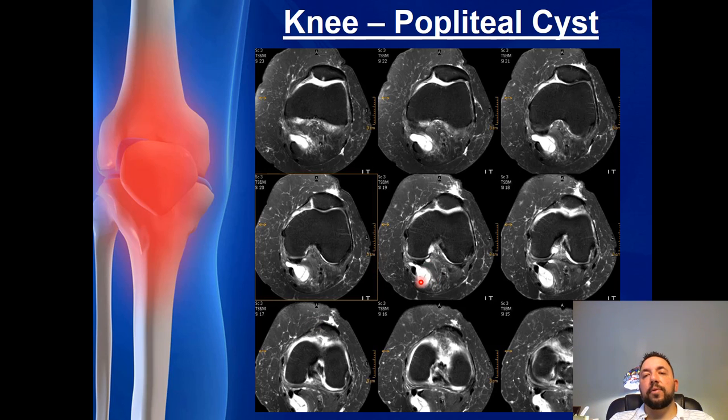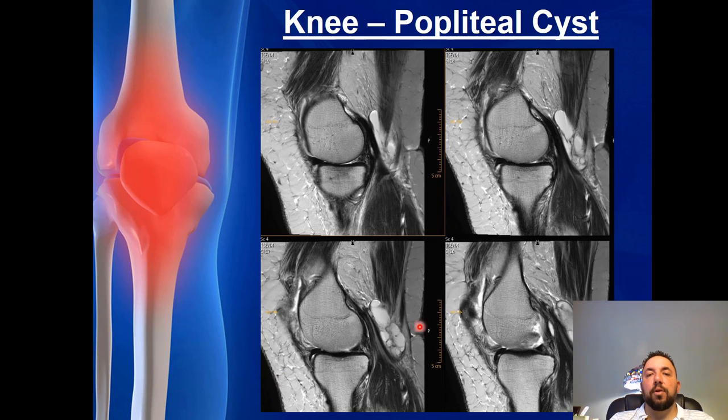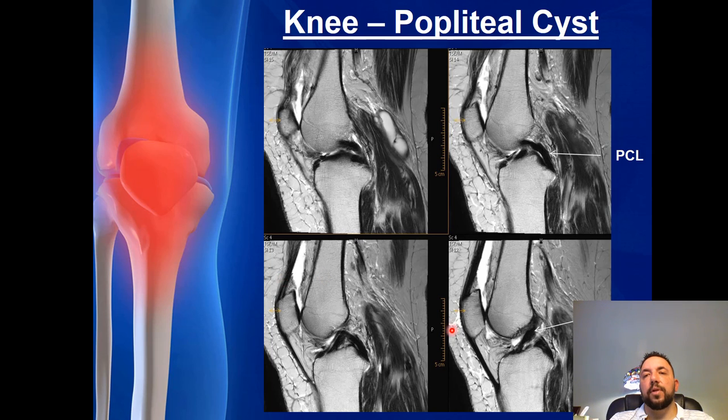Popliteal cyst, the only difference between popliteal and Baker's is that it's on the popliteal artery. So it has a little bit of a different effect and can have an impact on the overall blood flow. PCL, posterior cruciate ligament, versus ACL, the anterior cruciate ligament.